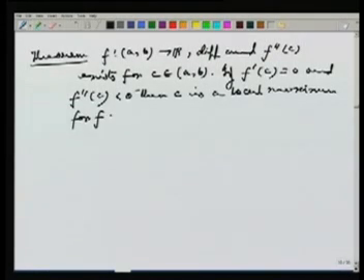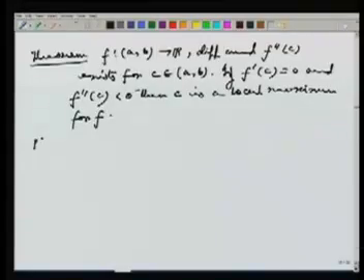So the point is that I have defined a function f on the open interval (a, b). Suppose there exists a point c where f prime of c is equal to 0. If f is twice differentiable at c and the double derivative of f at c is strictly less than 0, that is important, then c turns out to be a local maximum for the function f.